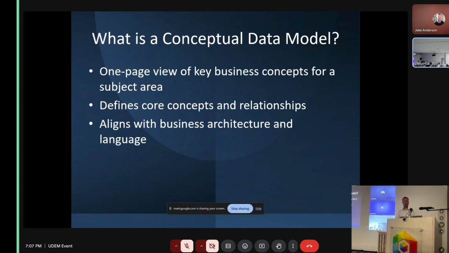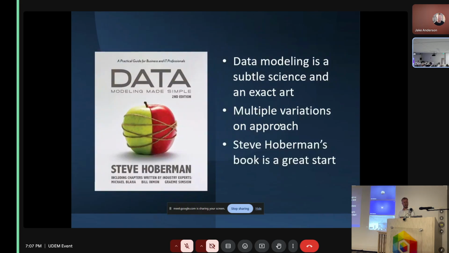Before I jump into an example, I like to recommend this book by Steve Hoberman. It's influenced a lot of my thinking on conceptual data models. When you start to get into this stuff, one thing you have to recognize is that there are variations on approach. This isn't like you're a Hoberman guy or you're not. It's not that dogmatic, but it is important to realize the general principles.